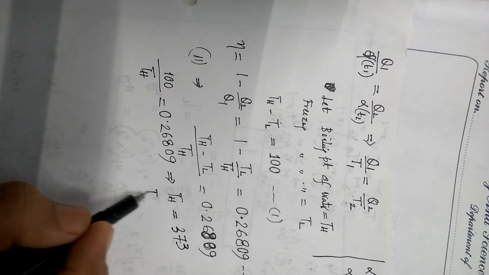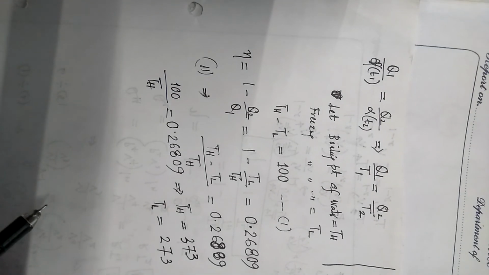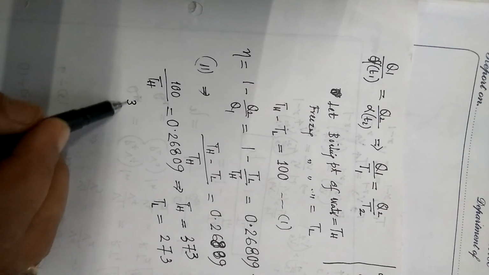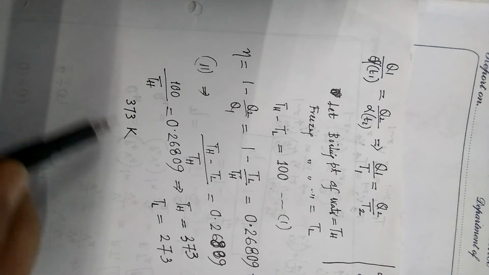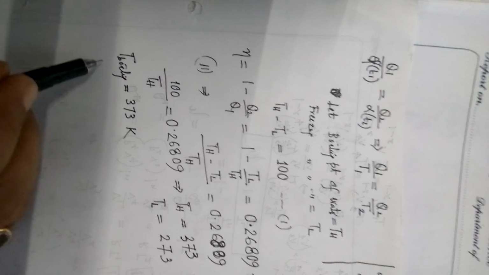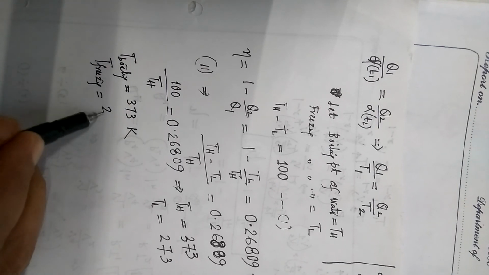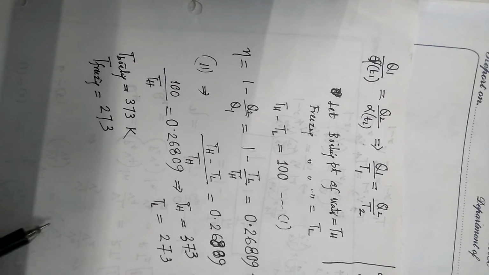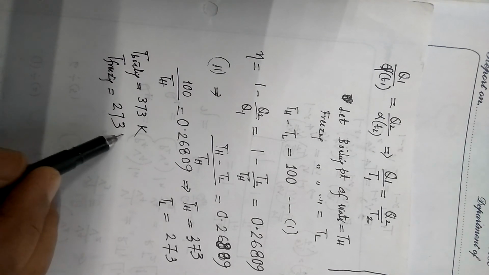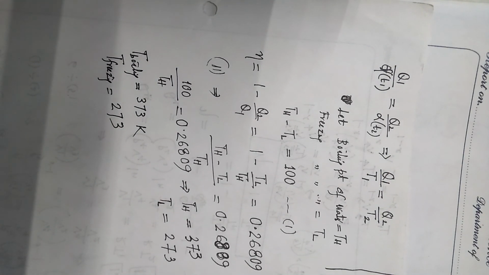And what about TL? So TL must be 100 less than this, 273. So according to Kelvin scale, the boiling point of water is 373 Kelvin, the freezing point of water is 273, and the scale is linear. So it's pretty clear that this scale can be obtained by adding 273 to the Celsius scale. Is it okay? Thank you.